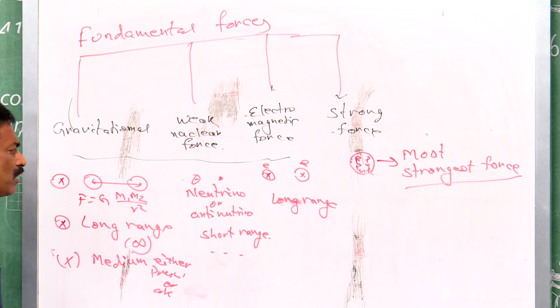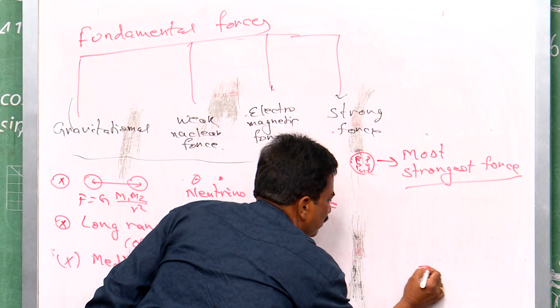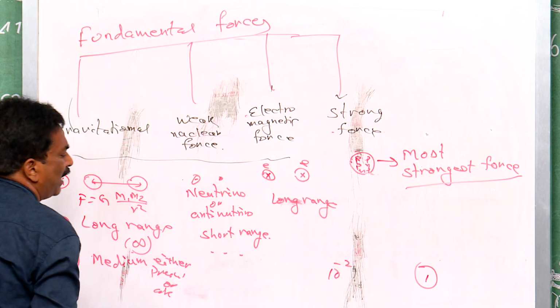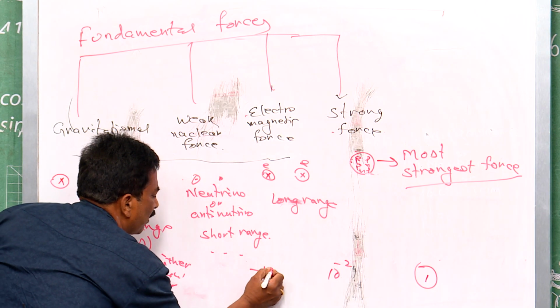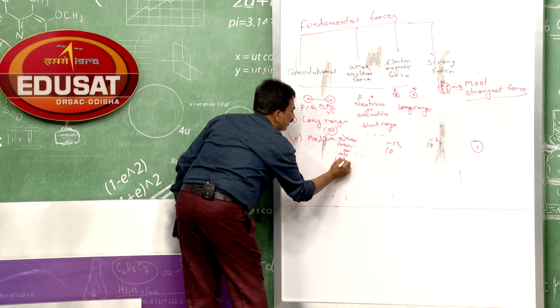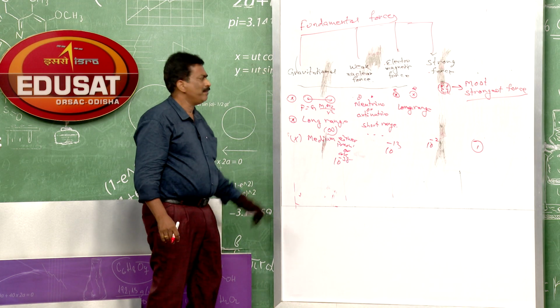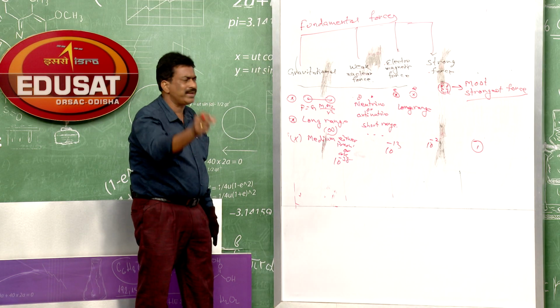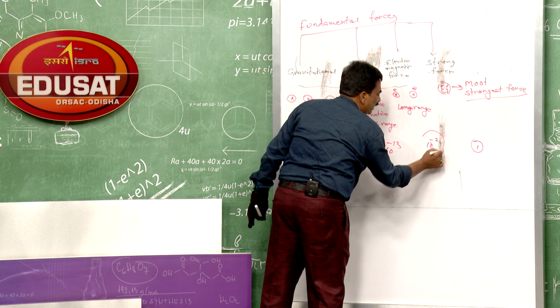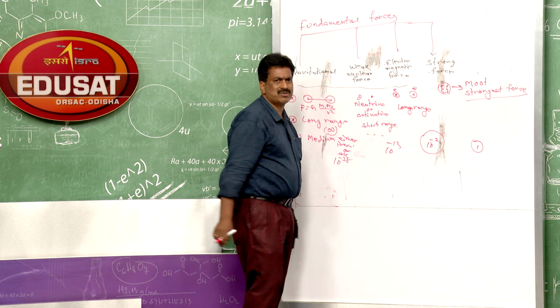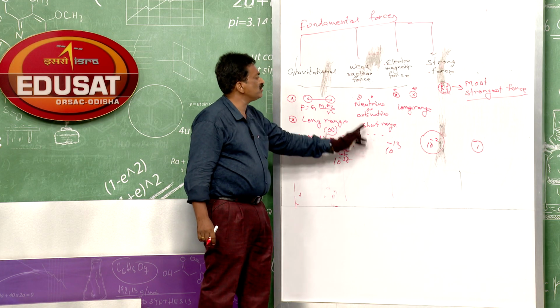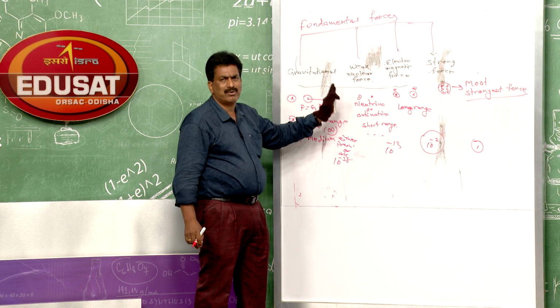So, if we make the comparison, if this one is 1 part, then the electromagnetic one is 10 to the power of minus 2, this is 10 to the power of minus 13, and this is 10 to the power of minus 38. This gravitational force is the weakest force, and this one is the second strongest force, this is the strongest force, and this is the weakest one.